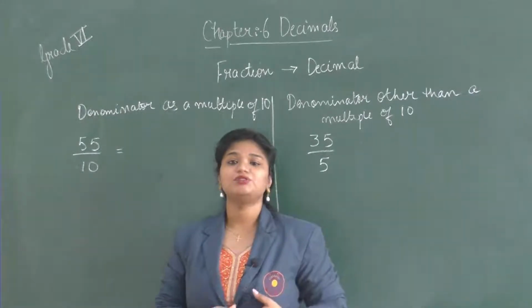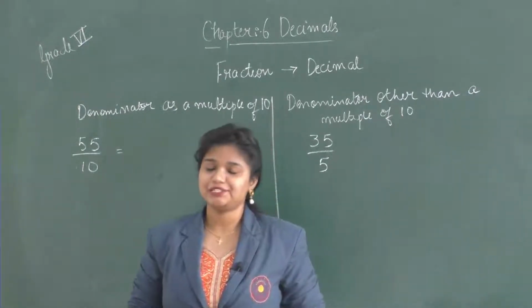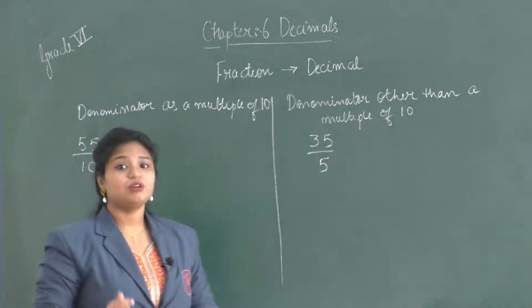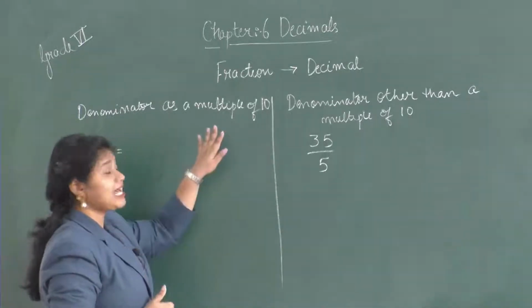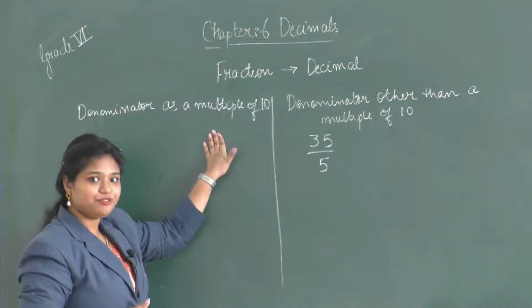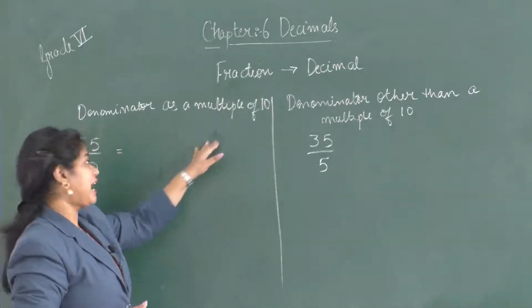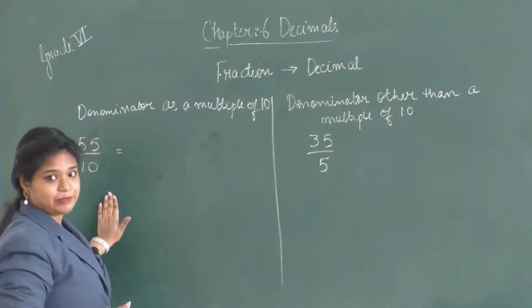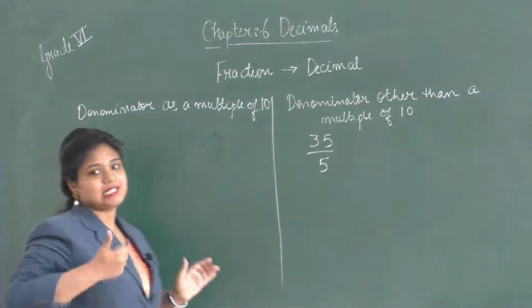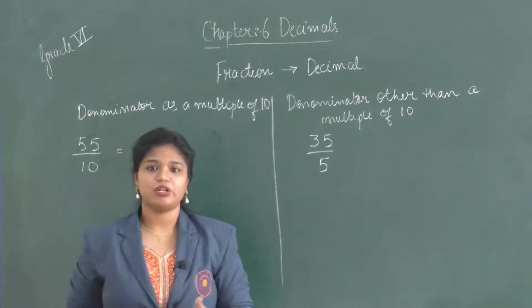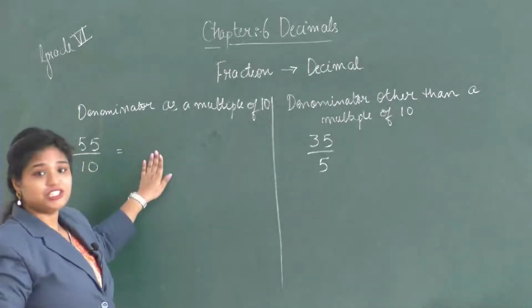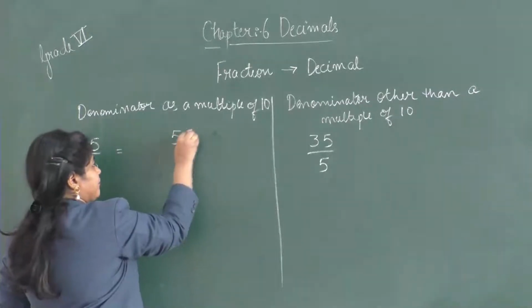Now let's learn how to convert a fraction into a decimal. First we will learn how to convert a fraction which has the denominator as a multiple of 10. So here we have a fraction 55 by 10. Now when the denominator is 10, 100, 1000 or so on, we will directly write the numerator as it is.